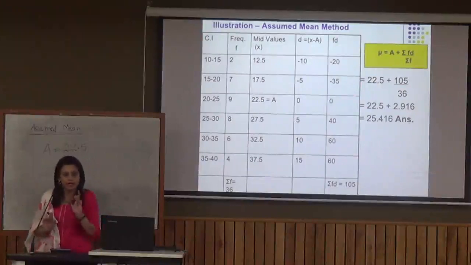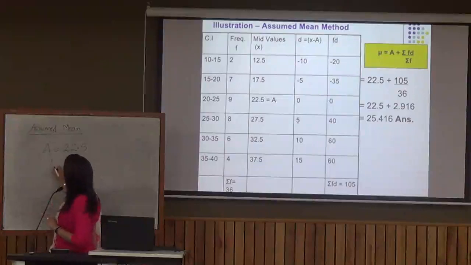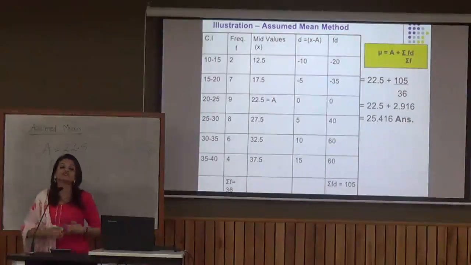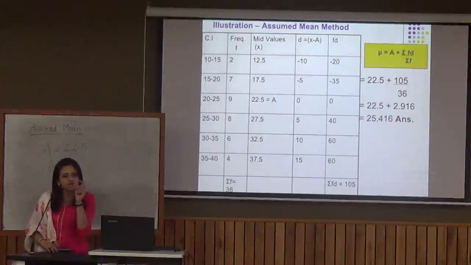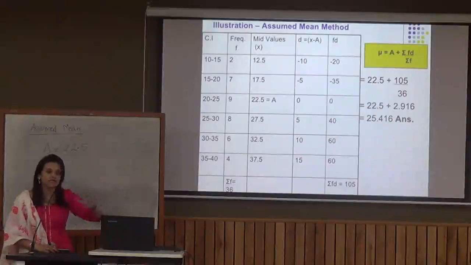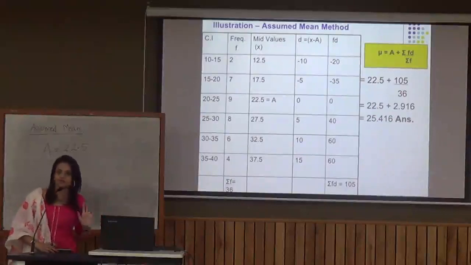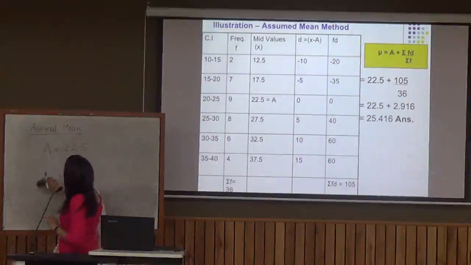Now, instead of doing fx, I'm first going to find out, before this important step of multiplying frequency with x, let me just use this assumed value to find out how much each value is deviating from this assumed mean, and hence we find out d, that is the deviation, which is equal to x minus a. That is, you subtract the assumed mean from each mid value. That is, you find out d is equal to x minus a.